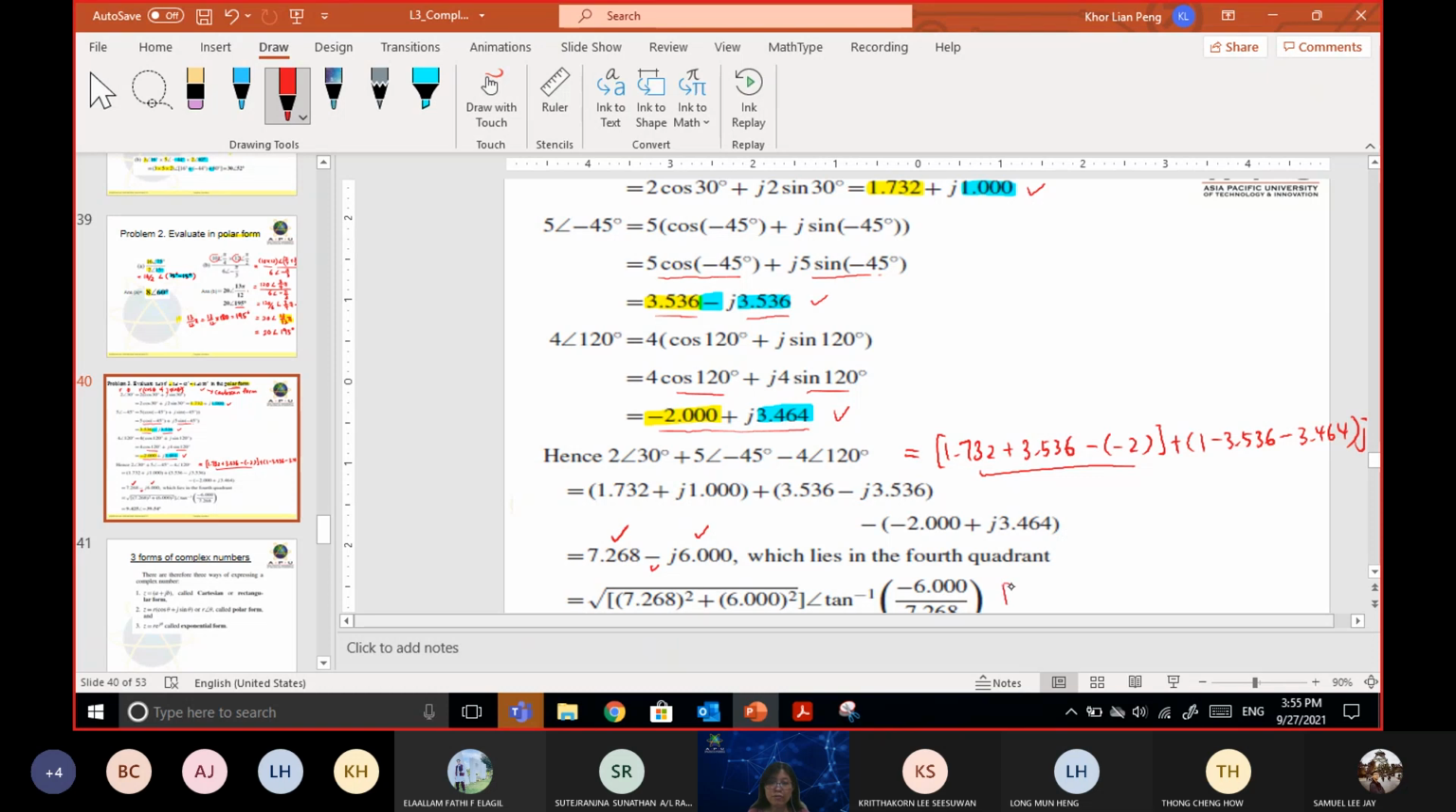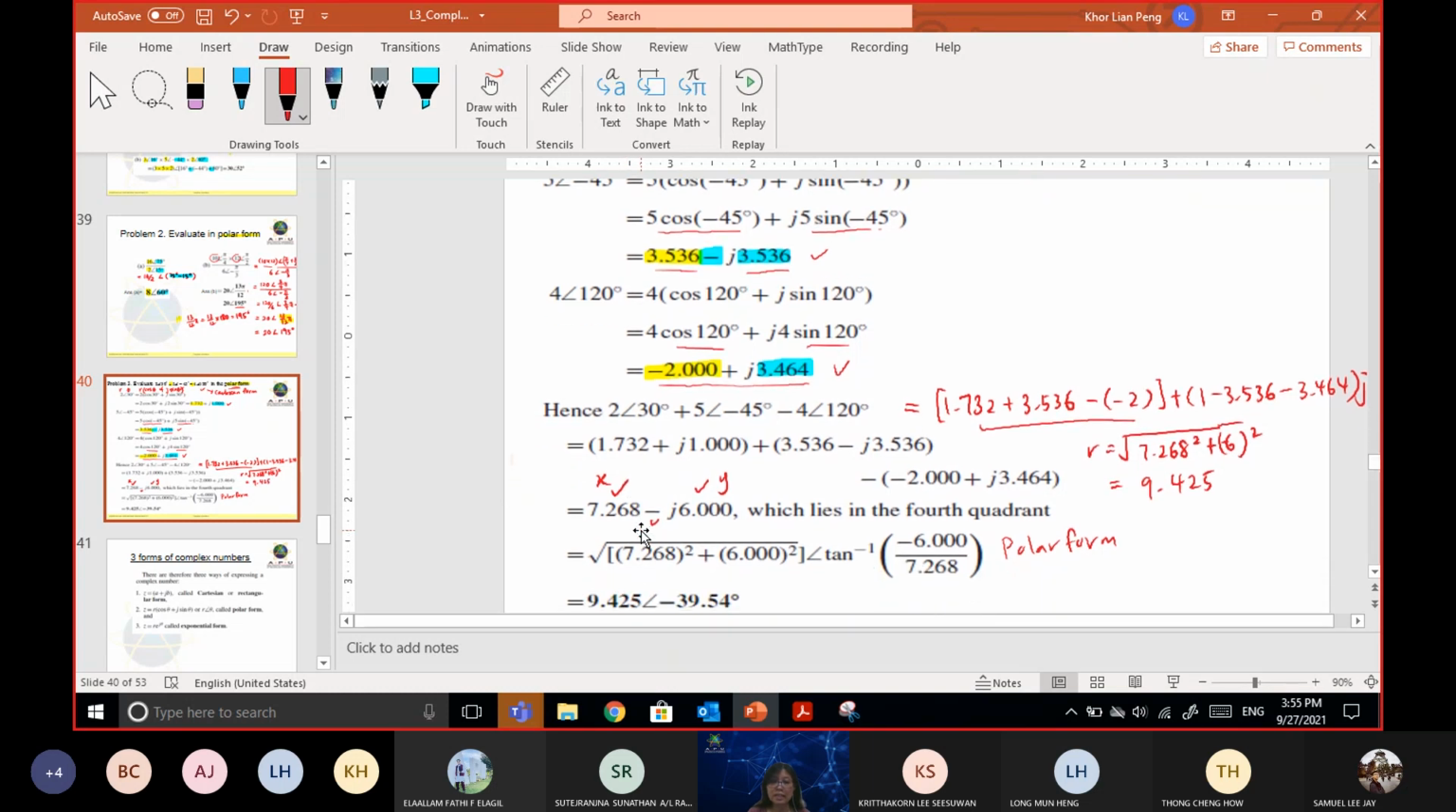But the question just now required your final answer in the polar form, so you need to convert it into polar form. Remember we need to calculate the R. This one is your X, this one is your Y, so your Y is -6. So R equals the square root of 7.268 squared plus -6 squared. Then you find the square root, and the answer is 9.425.